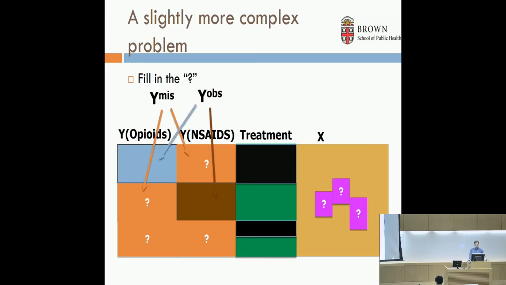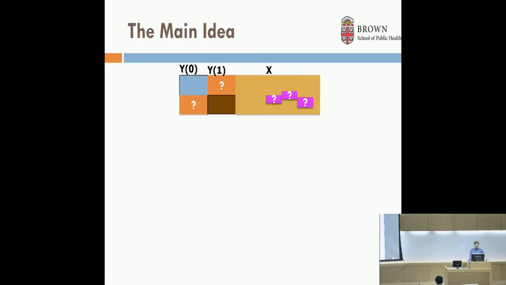Solution? Before that, let me just remind you of all the stuff that I have here. So these are the missing values. I will call them Y missed, and these are the observed values. And then this is the X observed, the ones that are actually observed, and that's the X missed, the ones that are in purple. W will be my treatment.